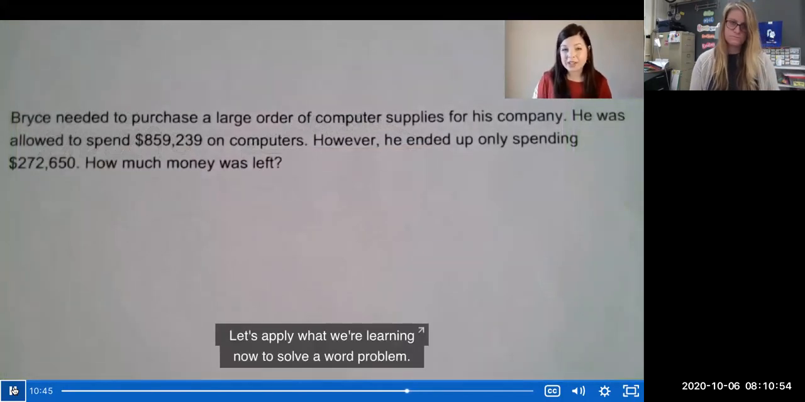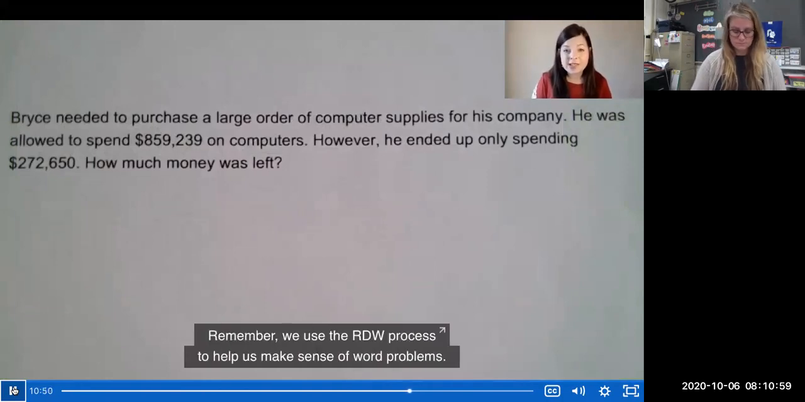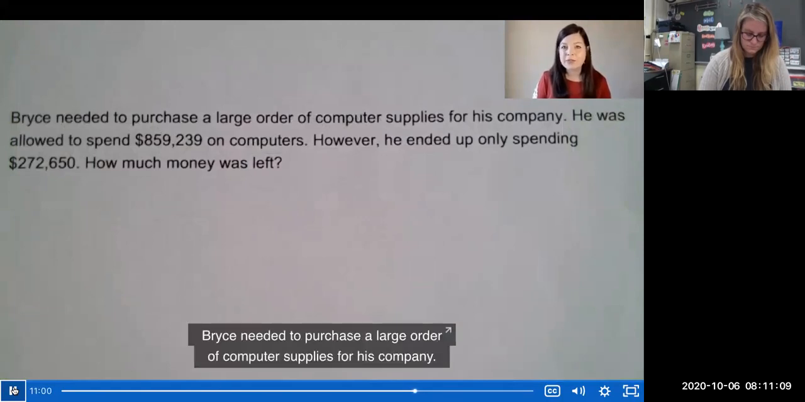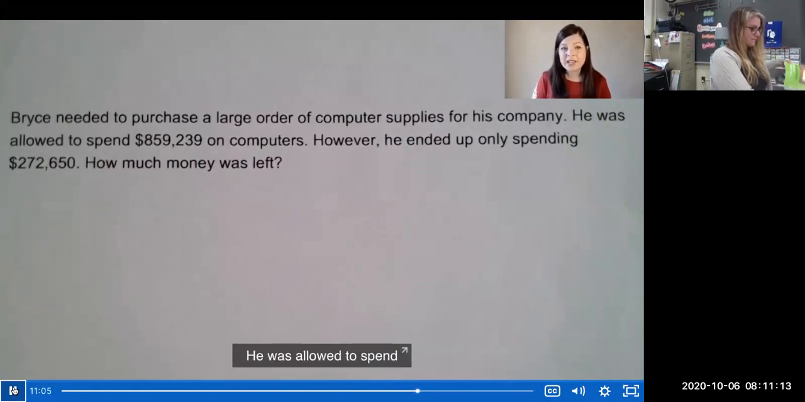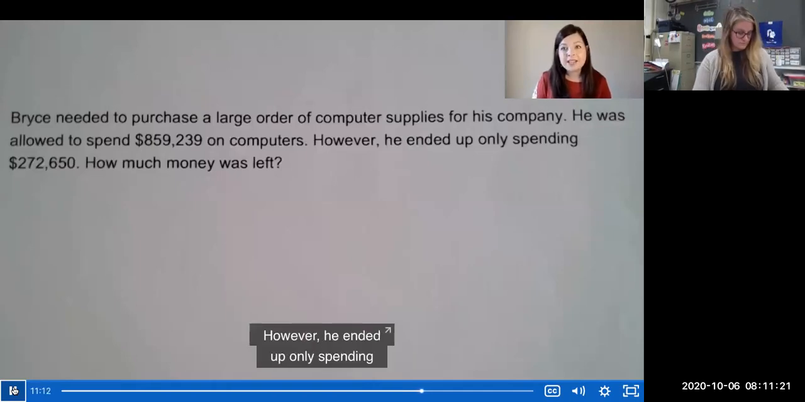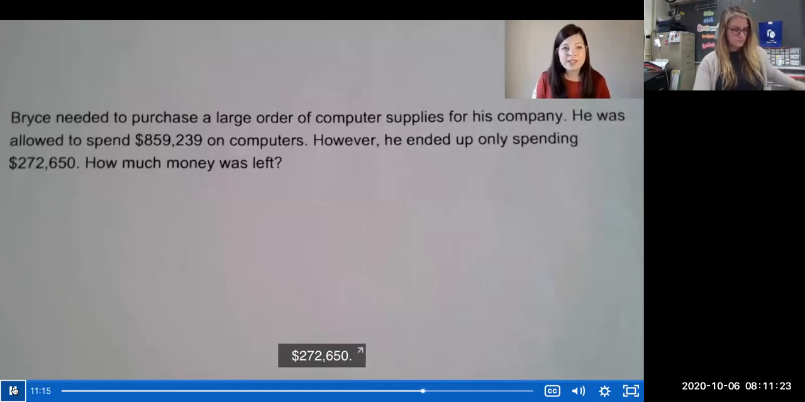Let's apply what we're learning now to solve a word problem. Remember, we use the RDW process to help us make sense of word problems. So let's read the whole thing together. Ready? Read. Bryce needed to purchase a large order of computer supplies for his company. He was allowed to spend $859,239 on computers. However, he ended up only spending $272,650. How much money was left?